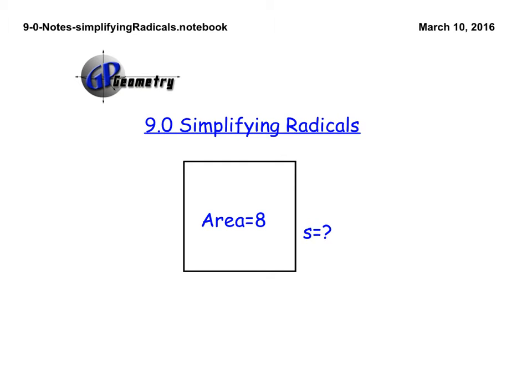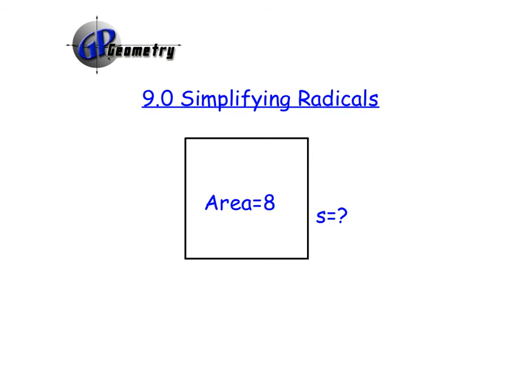Let's talk about simplifying some radicals, all right? So, when we're talking about a square, we want to find the area. We know the area of a square is length times width, or area is side times side, also known as side squared. All right? And so, if we know the area and we want to find the side, we've got to go a little backwards here.